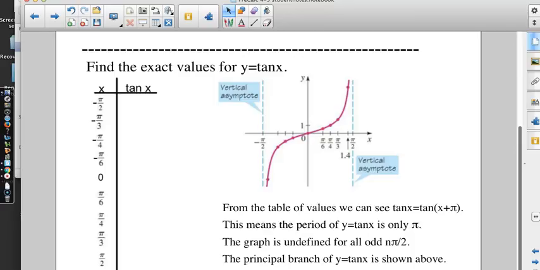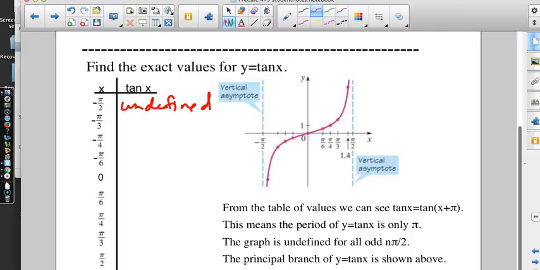So this is where, like I said, you go back to the unit circle and you think, wait a minute, I can't do negative pi over 2 because that's going to be undefined, because when you take y and divide it by x, the x is 0, and we can't do that.